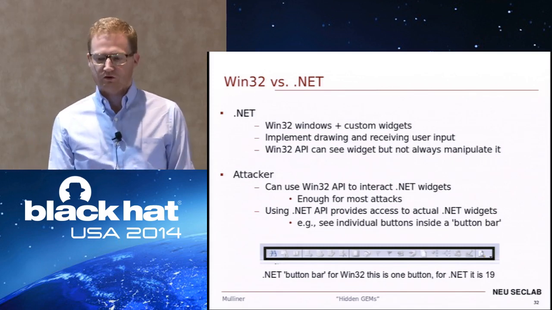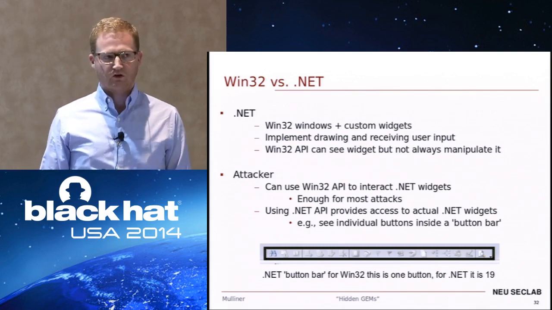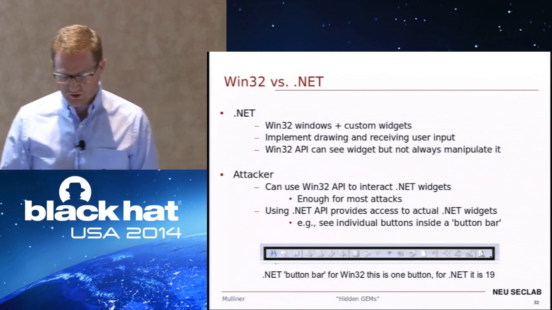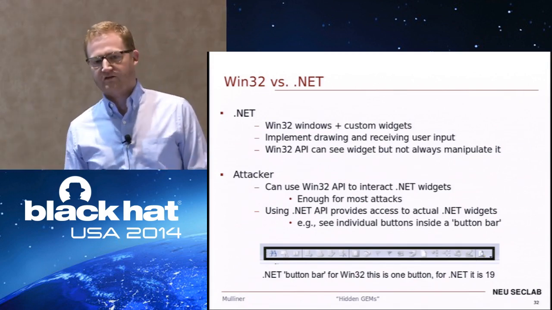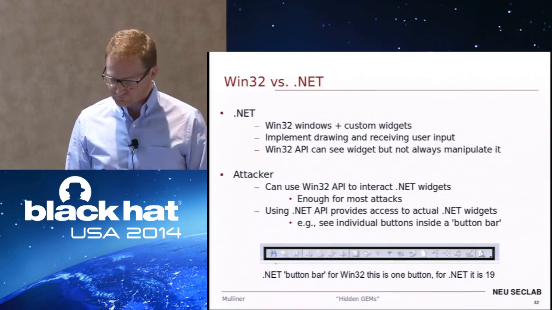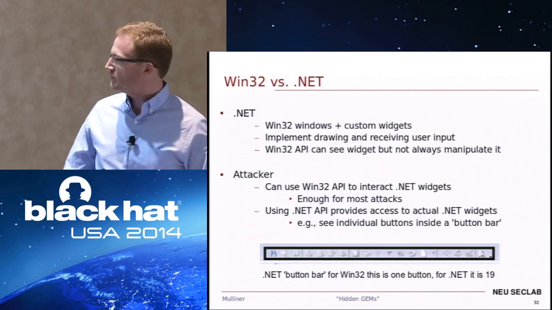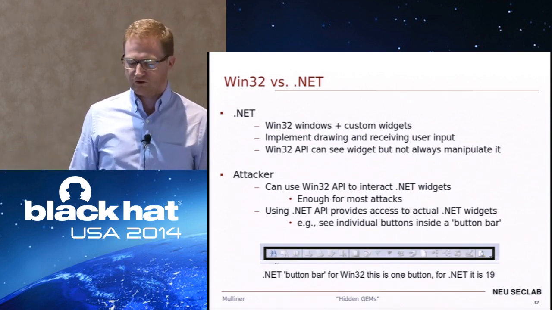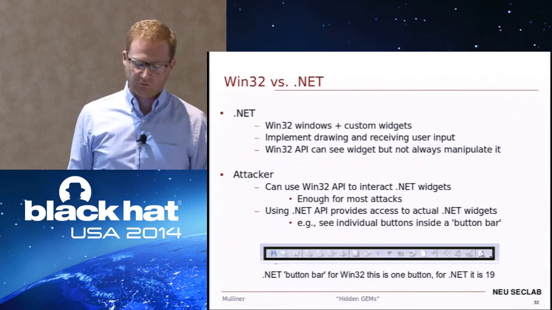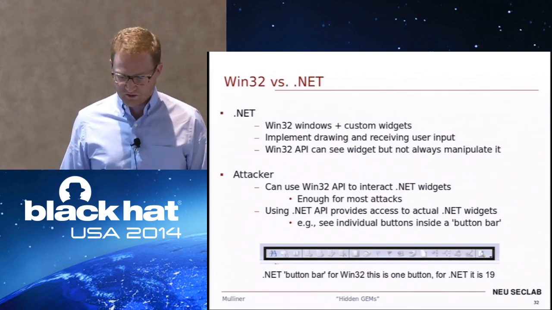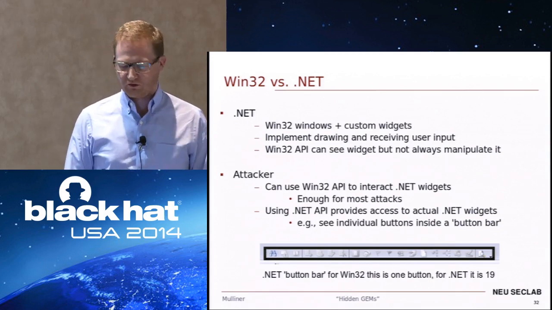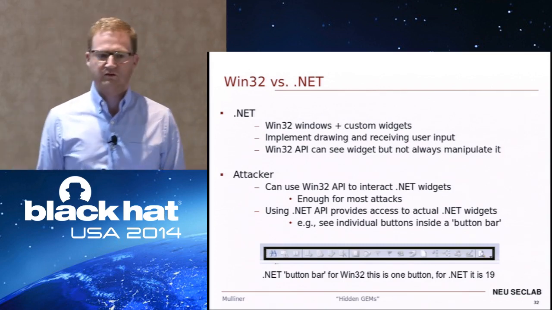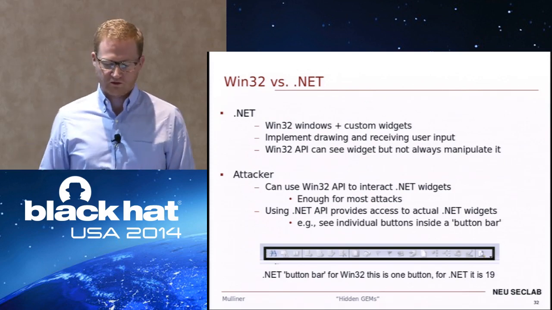But if you want more sophisticated or more detailed access to what's going on inside an application, if it's not a Win32 application but a .NET application, for example, you just use the .NET API to send specific commands to specific kinds of windows. One very easy example is this button bar from one of the applications. Win32 sees this entire black box as one button, while .NET says, hey, that's a button bar, this is 19 buttons. With the Win32 API, you could only address the entire thing. For us, this was not really an issue for our tests, but more sophisticated attacks might need to incorporate UI framework specific functionality.